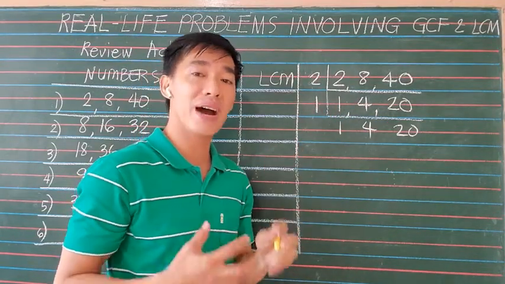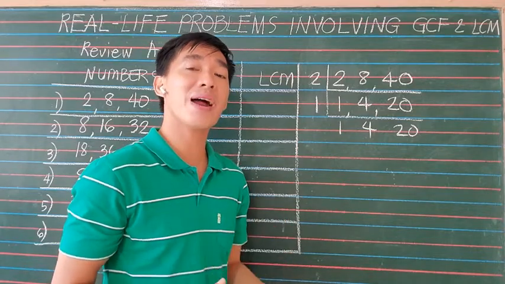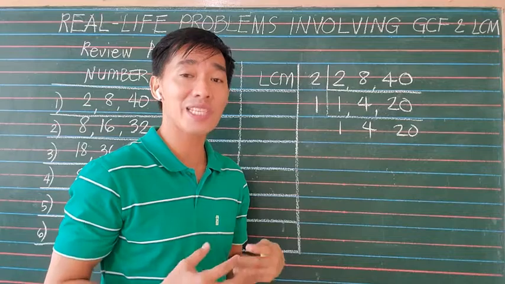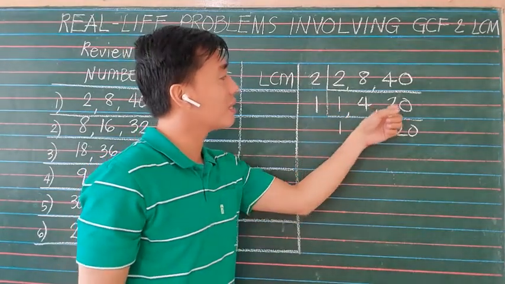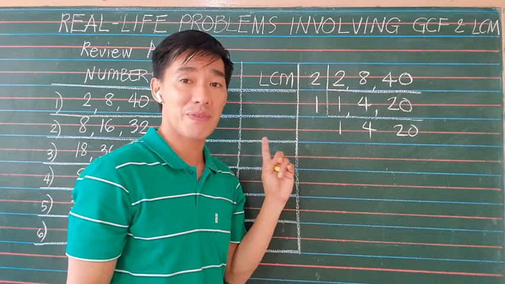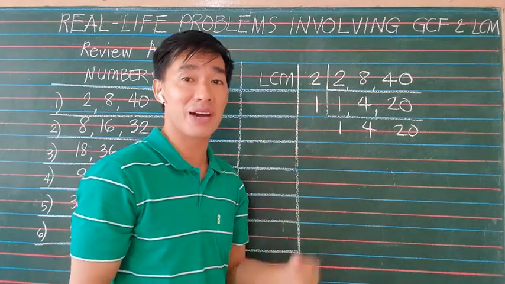We will just divide them by any prime number. Kahit hindi po prime numbers, okay lang as long as these three numbers could be divided by that particular factor or by that particular divisor.